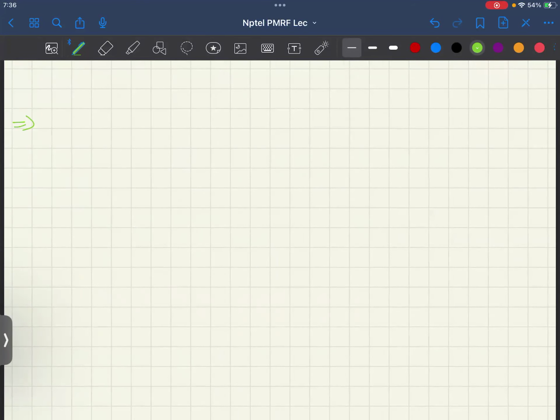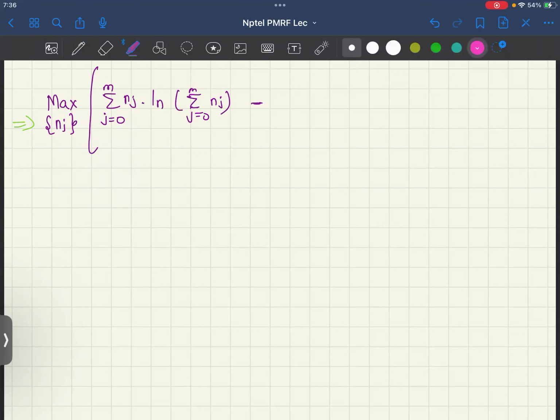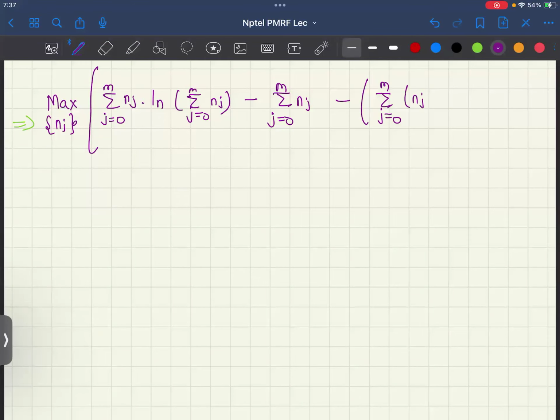Again simplifying, what we get is the following: maximize over all nj such that summation j equals 0 to m of nj multiplied by ln of summation j equals 0 to m of nj, minus, again using Stirling's approximation, minus summation j equals 0 to m of nj into ln of nj minus nj.